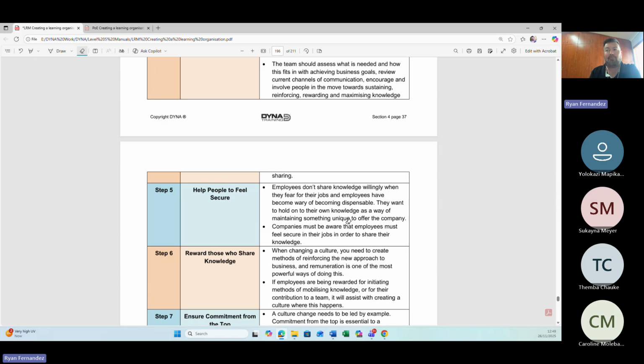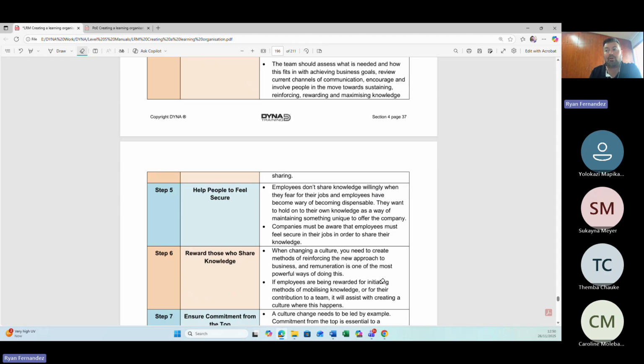Then we need to help people to feel secure. Now, if I share knowledge and people laugh at me or they belittle my idea, then obviously it's not going to be a safe place for me to share my knowledge and my information. So we need to create a safe place where people can share their ideas, where we are looking after our people, and we need to make sure that that is part of what we do. So help people to feel secure.